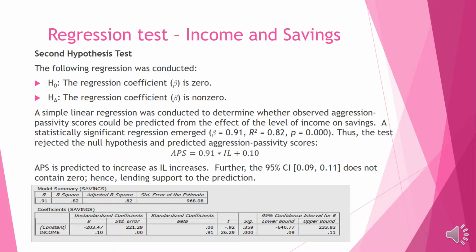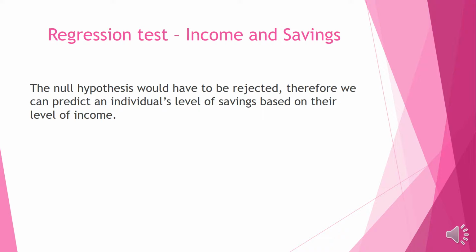Further, the 95% confidence interval was between 0.09 and 0.11, which does not contain 0, hence lending support to the prediction. As a result of this, the null hypothesis would have to be rejected. Therefore, we can predict an individual's level of savings based on their level of income.